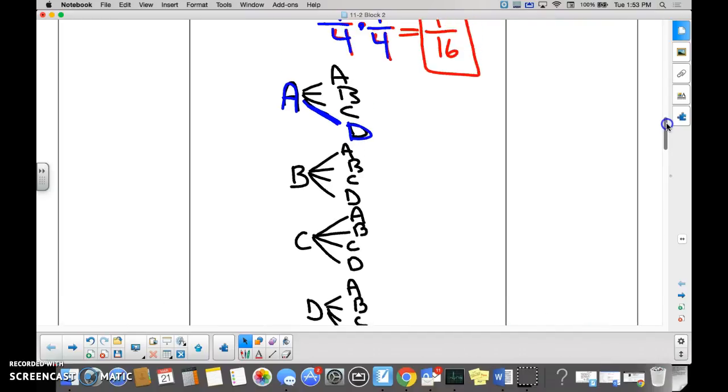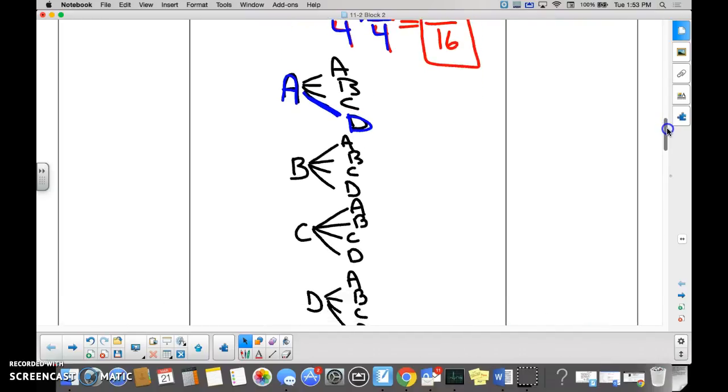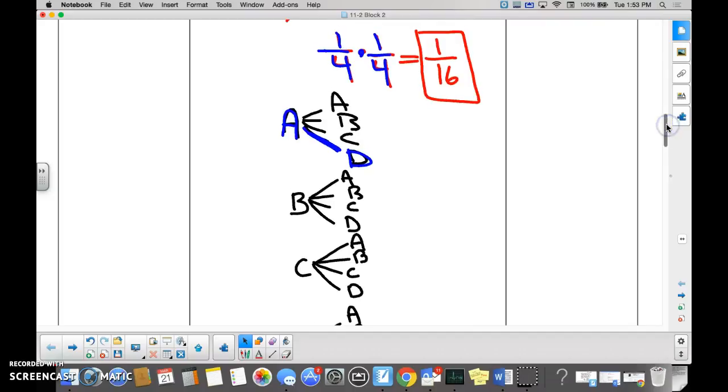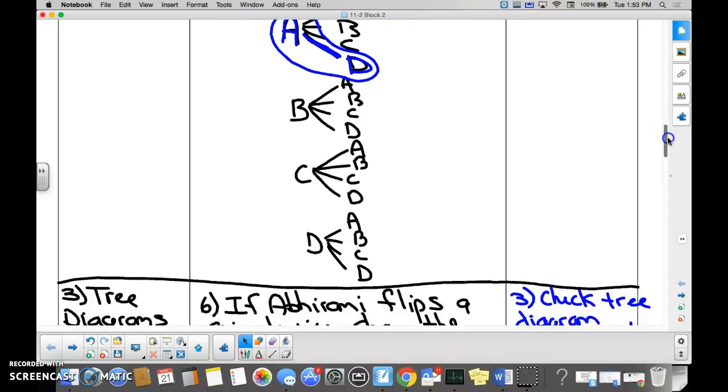And we found that A and D happened 1 out of how many times? Well, what do our fundamental counting principles say? 1 out of how many? 16. So we proved it using our tree diagram, right? It happened 1 out of 16, and those are all of our possibilities.